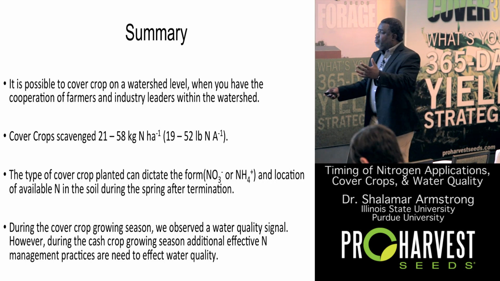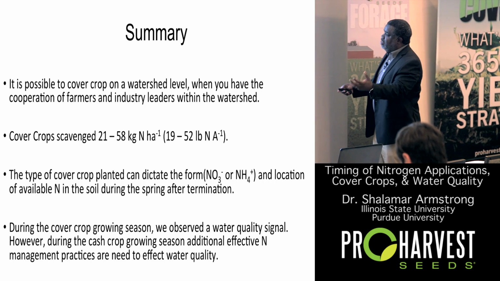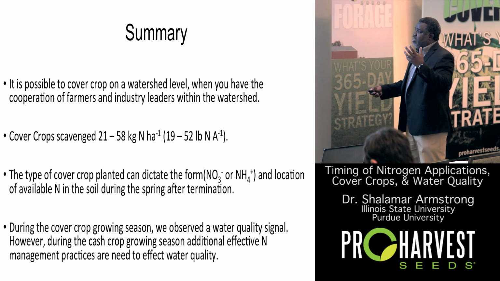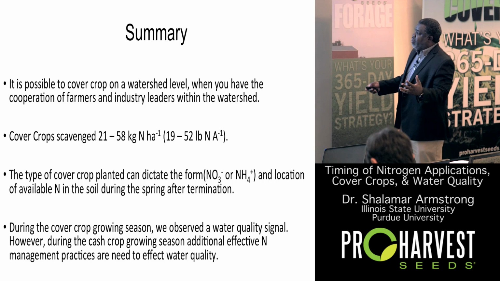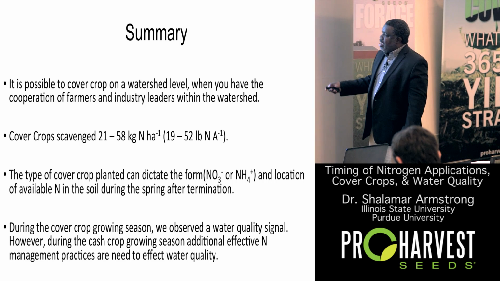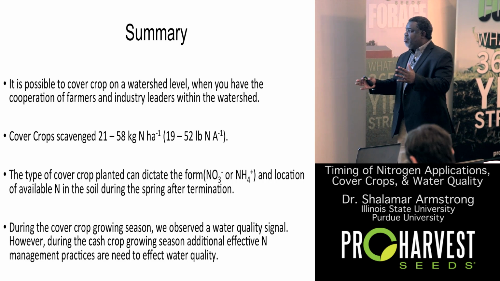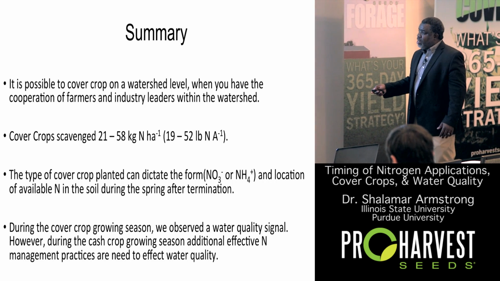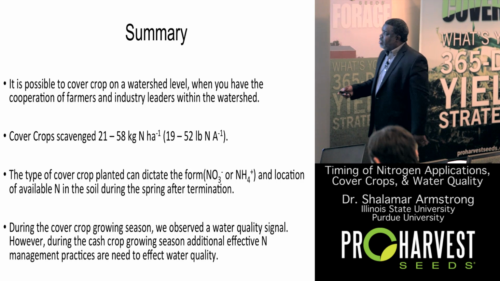Depending on what type of cover crop you have, you might have more nitrate in the soil's first 2 feet if you have an inclusion rate of radish, and then you have more ammonium when you have an inclusion rate of cereal rye. That's a C:N ratio impact, and we need additional practices outside of the cover crop growing season to affect water quality, to have a sustained effect on water quality.